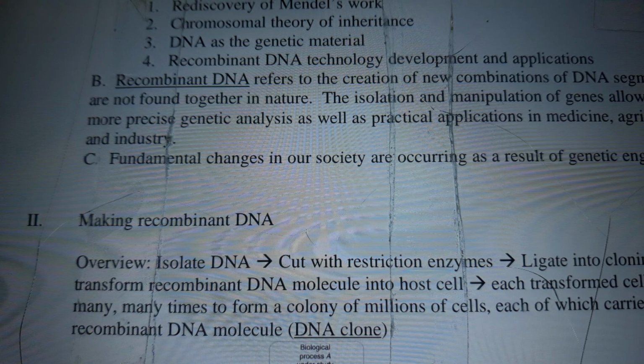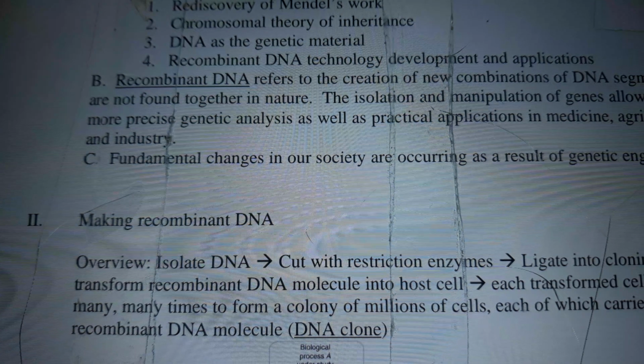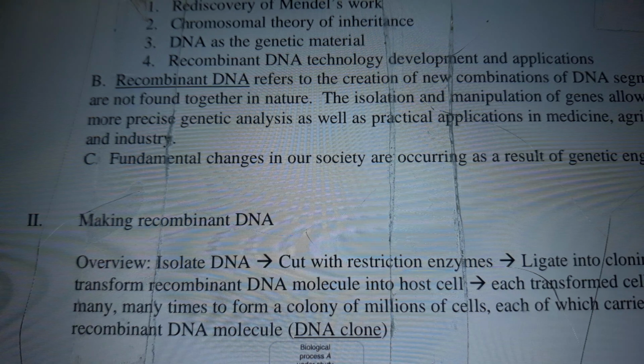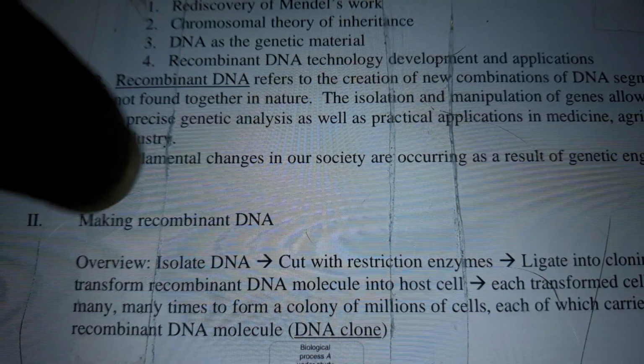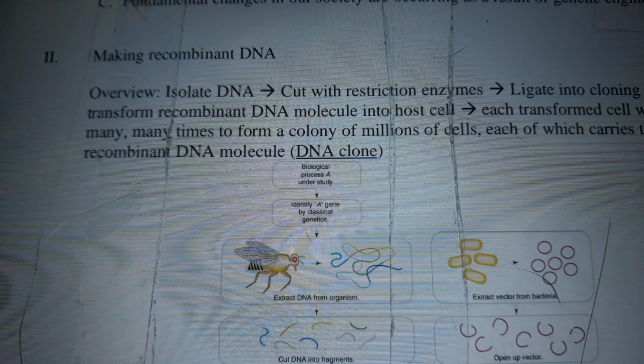That will be followed by B, recombinant DNA refers to the creation of new combinations of DNA segments that are not found together in nature. The isolation and manipulation of genes allows for more precise genetic analysis as well as practical applications in medicine, agriculture, and industry. Fundamental changes in our society are occurring as a result of genetic engineering. There's a figure down there. Please take a screenshot as you may for the benefit of your studies.